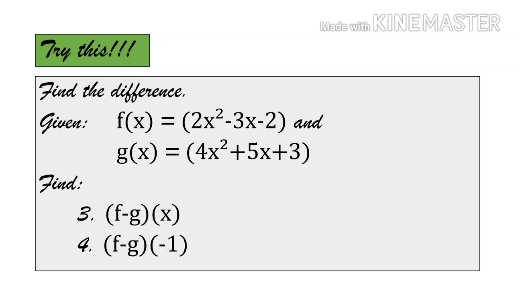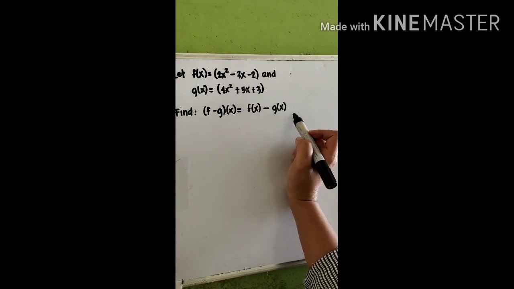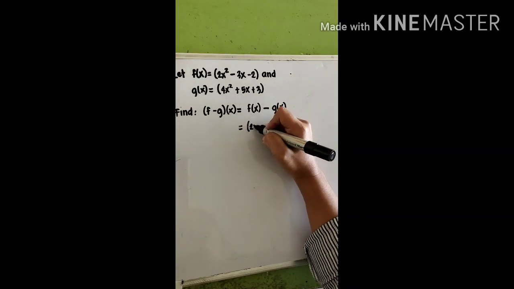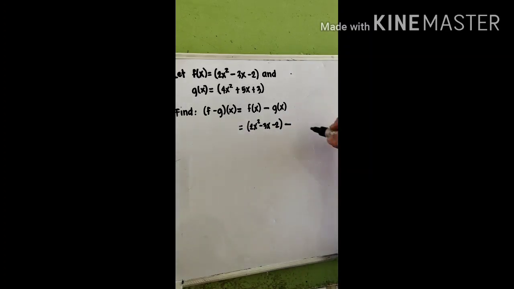Let's try this. Find the difference given the function f of x is equal to 2x squared minus 3x minus 2 and the function g of x is equal to 4x squared plus 5x plus 3. We have to find first f minus g of x, and second we have f minus g of negative 1. For the third example, we are going to solve for the difference of f of x and g of x. So f of x is equal to 2x squared minus 3x minus 2 minus the given g of x, which is 4x squared plus 5x plus 3.